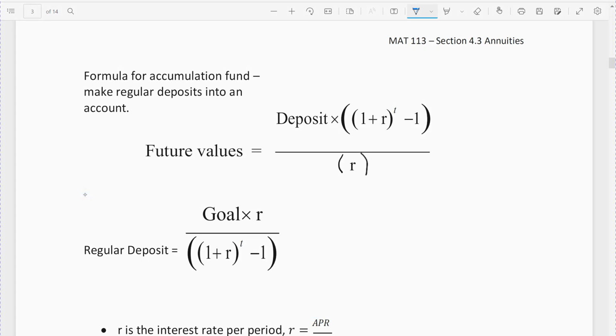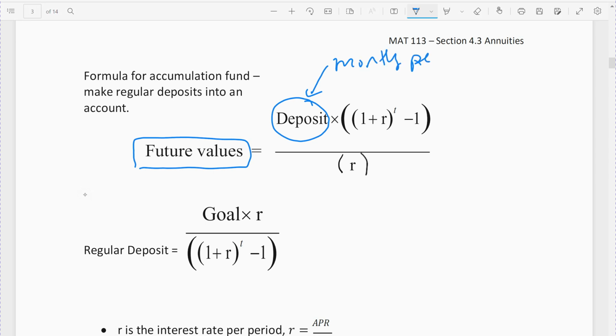All right, so the annuity, or the accumulation fund. The formula for the annuities, or what I like to call the accumulation fund, is used when you make regular deposits into an account. So you're going to accumulate a large future value. It comes from making regular deposits, so these would be the monthly deposits.